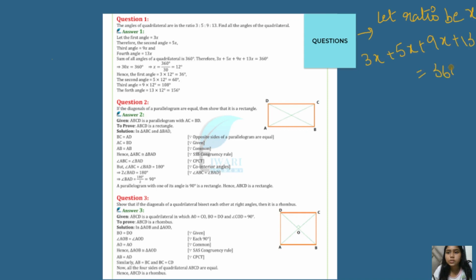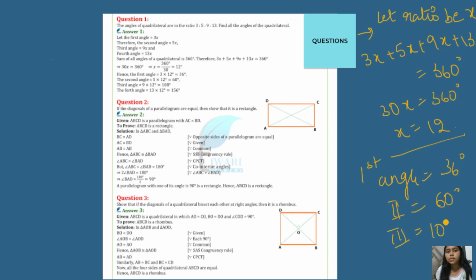So by this you can say 5 plus 3 is 8, plus 9 is 17, plus 13 is basically 30. So 30x equals 360 degrees, and you can find out x equals 12. X is equal to 12. So the first angle is 36 degrees, the second is 60 degrees, the third is 108 degrees, and the last angle is 156 degrees. Like this you have to solve the question.